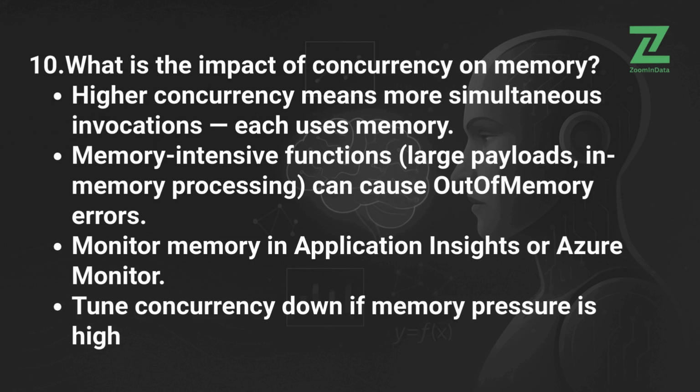What is the impact of concurrency on memory? Higher concurrency means more simultaneous invocations. Each uses memory. Memory-intensive functions, large payloads, in-memory processing, can cause out-of-memory errors. Monitor memory in Application Insights or Azure Monitor. Tune concurrency down if memory pressure is high.